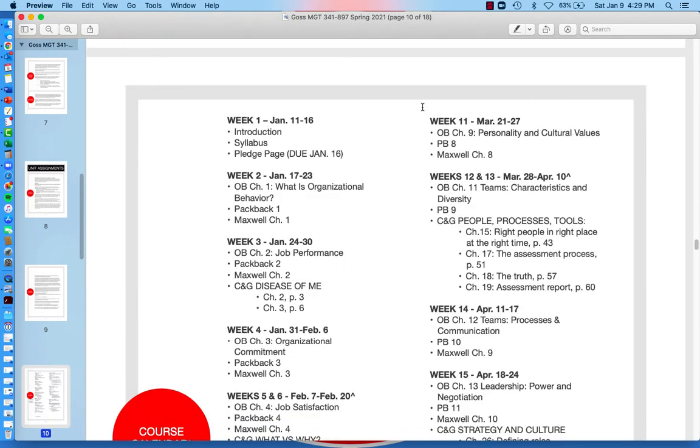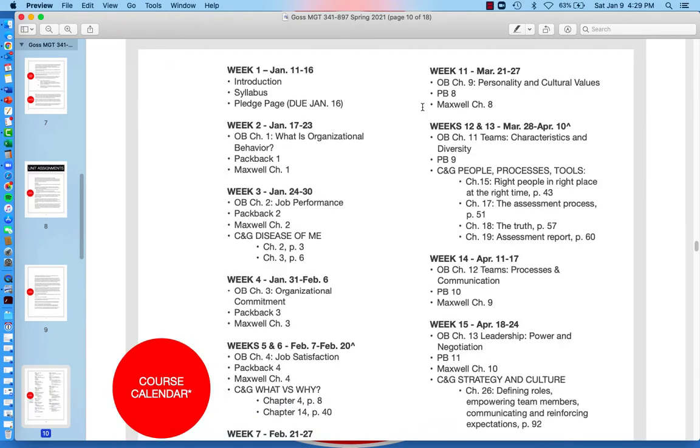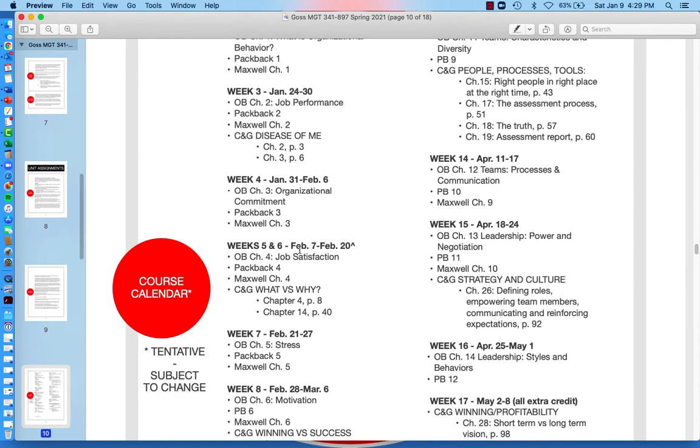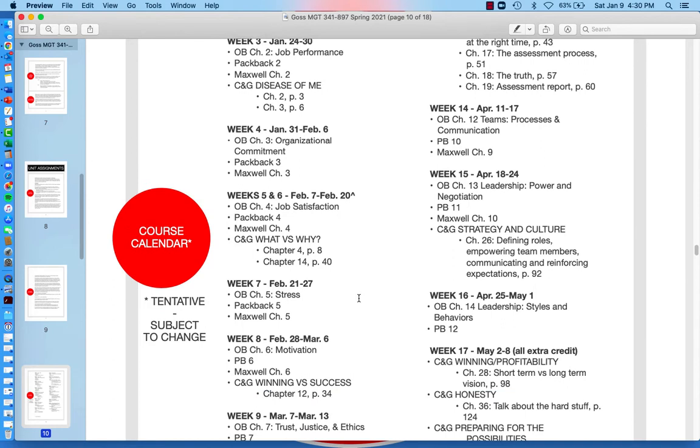Now let's look at the calendar really quickly. As I promised you, most units will be covered in the span of one single week. However, there are 3 exceptions that I want to call to your attention. First of all is weeks 5 and 6, February 7 through 20. Now notice that is a 2-week period, so it will begin on February 7th and it will not be due until February 20th. Make sure you know that in advance.